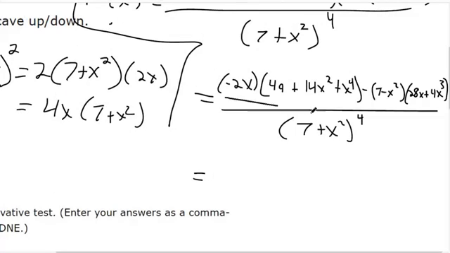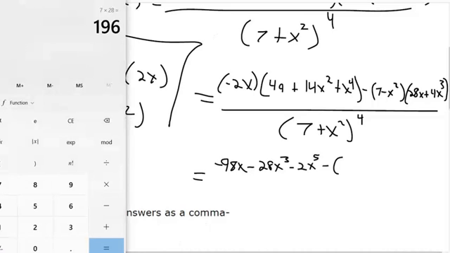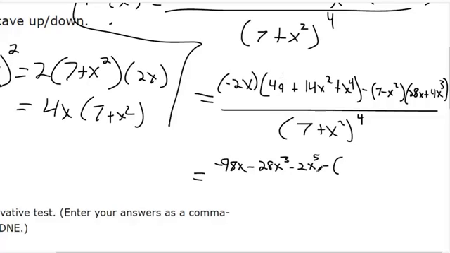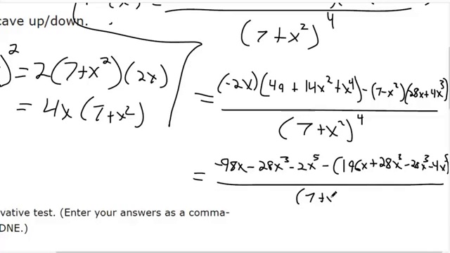Okay, so I can keep expanding. I can multiply this to everything, the negative 2x. So it's negative 98x subtracted by 28x to the 3rd, subtracted by 2x to the 5th, and then you subtract that by the result. So I'm going to keep the result in parentheses. So 196x, and 7 times 4 is 28x to the 3rd, then subtract 28x to the 3rd. Let's cancel out nicely. The negative x squared times 4x to the 3rd, that's negative 4x to the 5th, all over 7 plus x squared to the 4th.